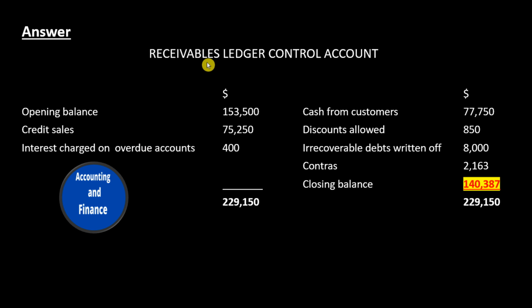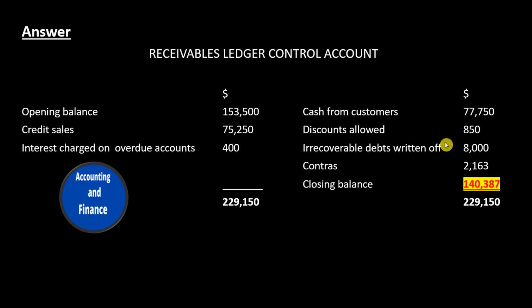Answer: Receivables ledger control account. Opening balance $153,500. Cash from customers $77,750. Credit sales $75,250. Discounts allowed $850. Interest charged on overdue accounts $400.